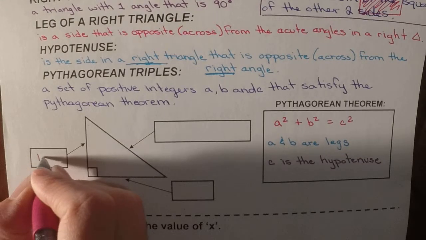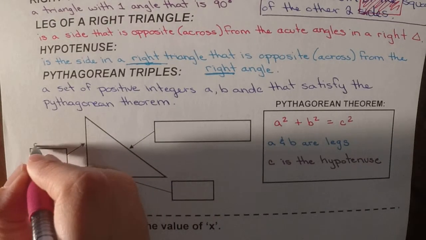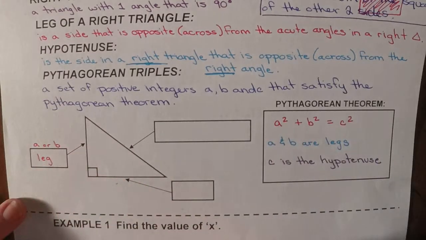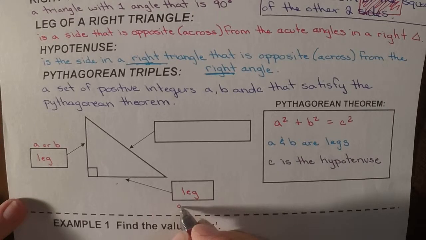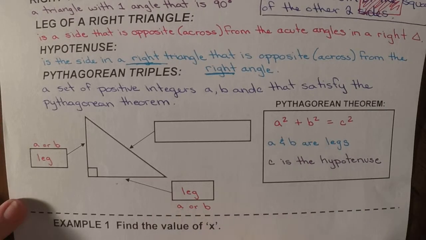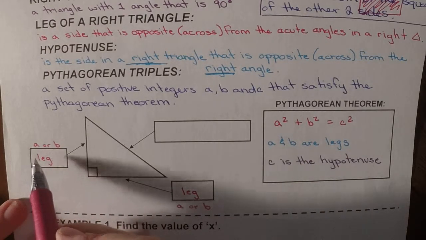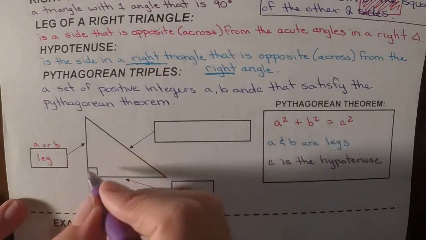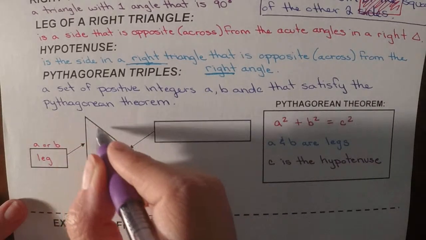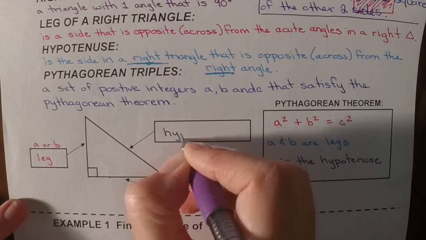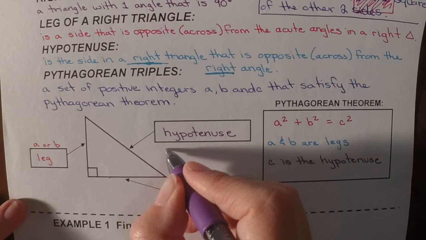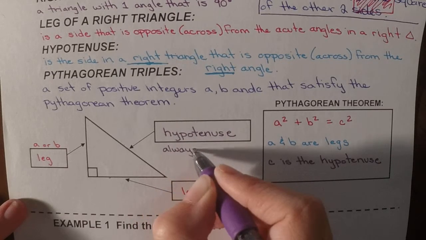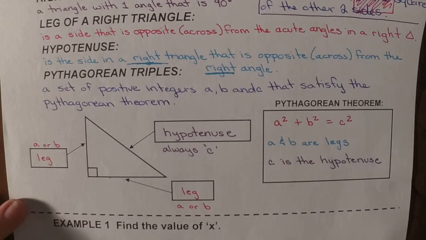This would be a leg. So we could use this as A or B, it doesn't matter. This would also be a leg, so we could use this as A or B. Again, it doesn't matter. So if I use this one as A, this is B. If I use this as B or A, then this is B. And then again, opposite the right angle, so over here, this side is the hypotenuse. So this will always be C in the equation.